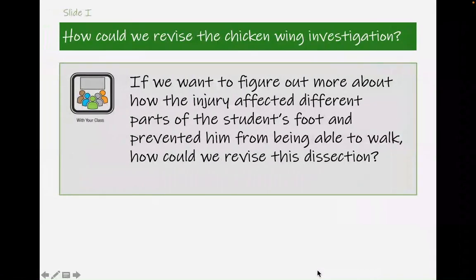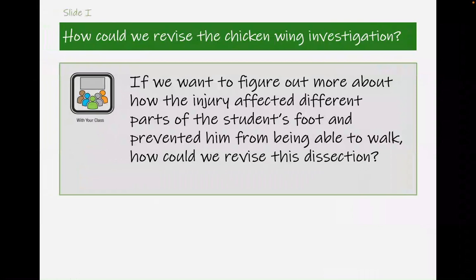So last time we were looking at the chicken wing dissection to see how the muscles, the bones, and the skin work together to make the chicken wing move. So now we have to move on because looking at a good chicken wing does not help us explain what happened to the boy's foot that was injured.